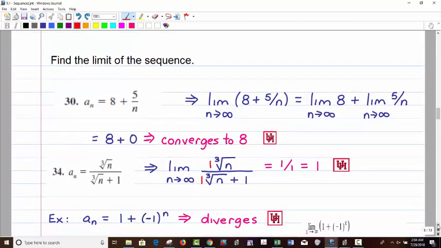All right, here are the instructions. Find the limit of the sequence. As I mentioned earlier, that's all the instructions we need, because that means automatically we are going to infinity.